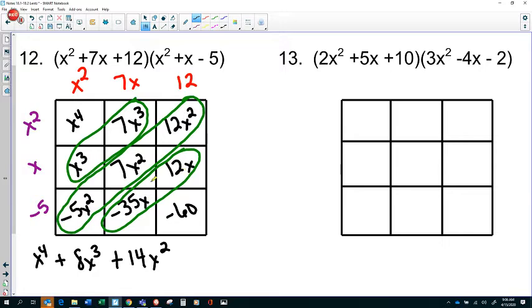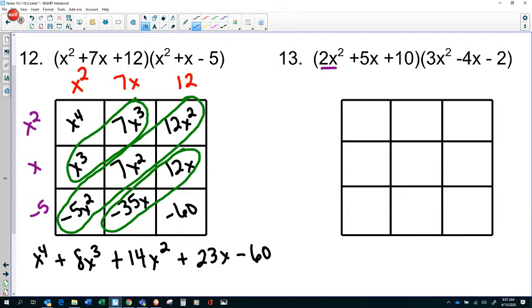So same sign, add and keep, different sign, subtract. 35 minus 12 is going to give me 23x. And then I've got my negative 60. Let me pause here and double check my math. Let's move on to the second one now.